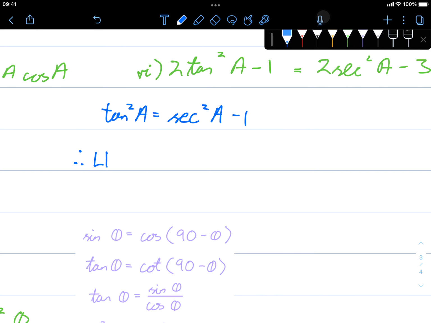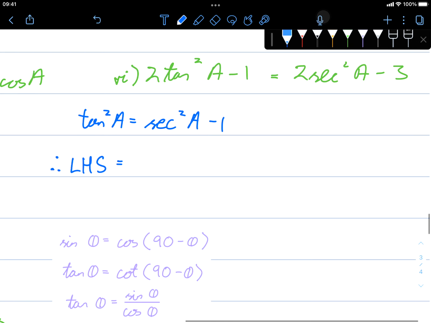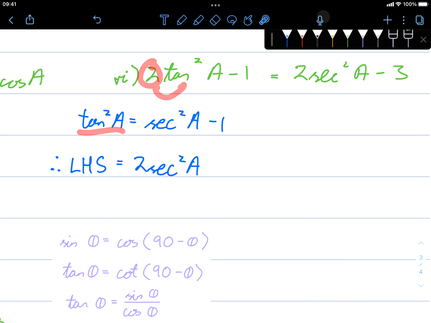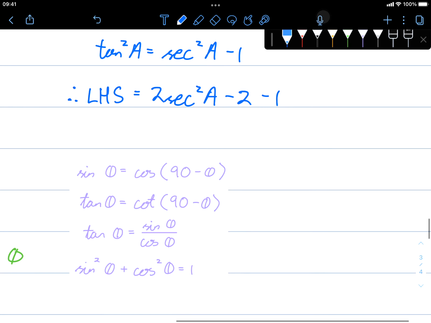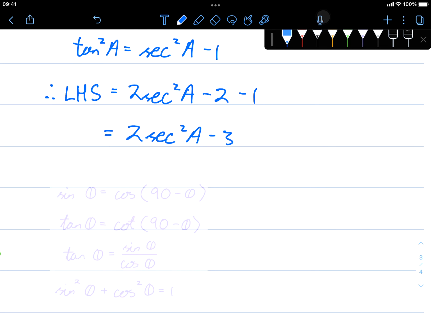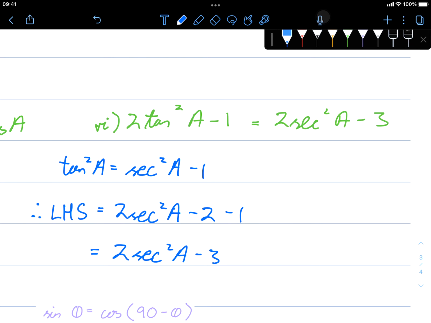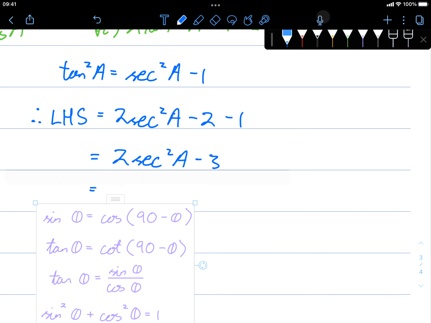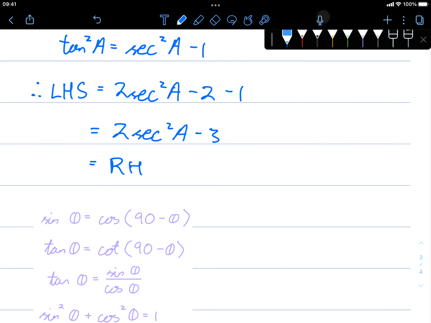the left hand side is equal to 2 times sec squared a is 2 sec squared a. 2 times tan a, which is now this, so 2 times -1 is -2, and then we still have that -1 there. Collecting like terms becomes 2 sec squared a minus 3, which is equal to the right hand side. And we're done.